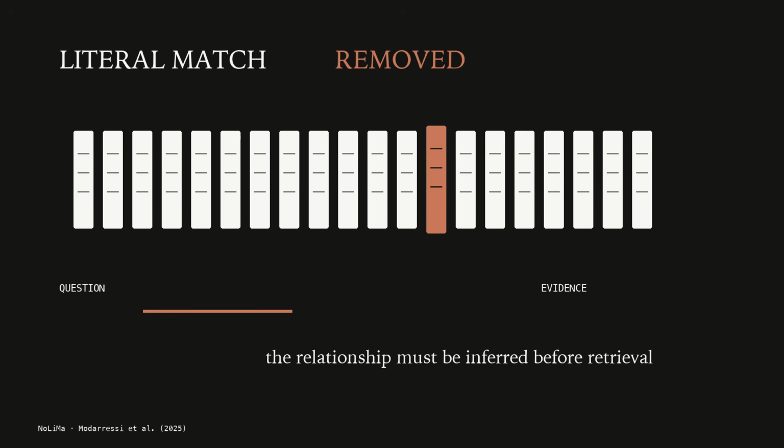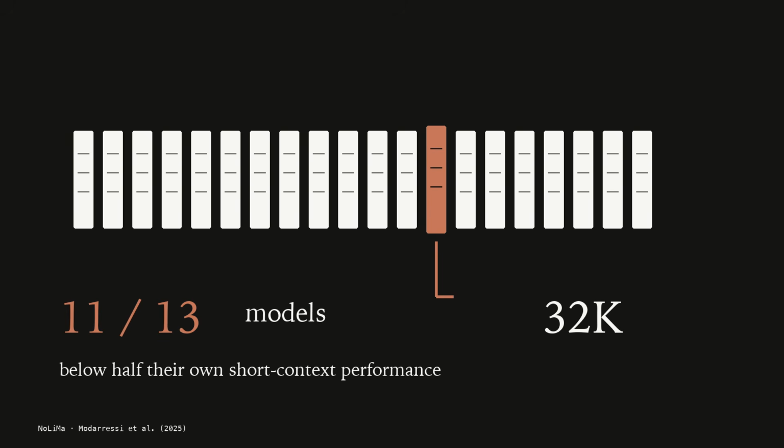The no-lemma benchmark removed most of those matching words. The model had to recognize a relationship before it could find the evidence. At 32,000 tokens, 11 of the 13 tested models fell below half of their own short context performance.